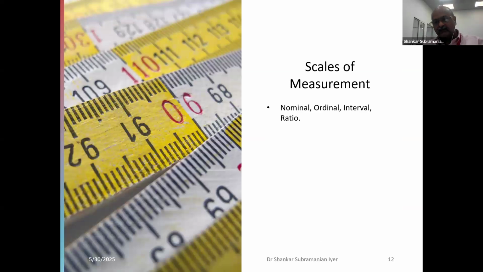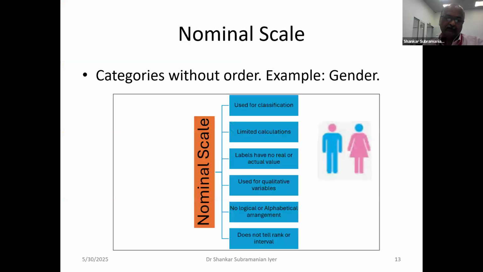So next, we need to understand what the scales of measurement are. We call them nominal, ordinal, interval, and ratio. We'll quickly delve into each of these. Nominal scales are basically categories without any order. For example, gender. It can be male, female, or female, male, and so on.